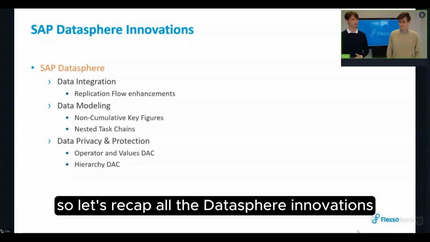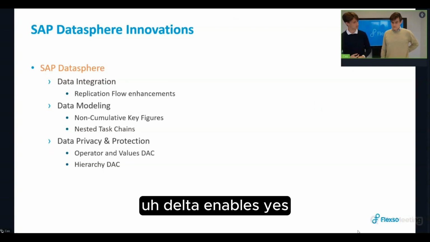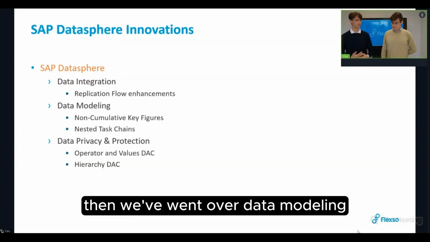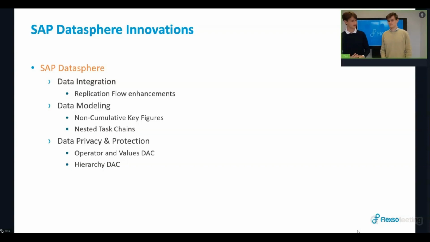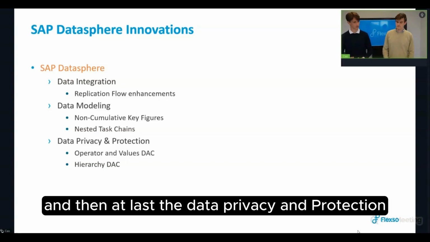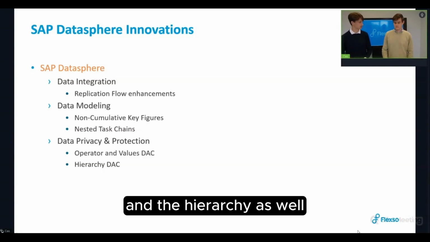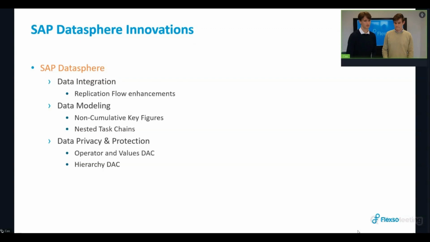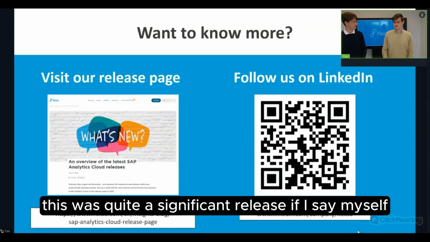So let's recap all the Datasphere innovations. We've seen the replication flow with the local table Delta enabled. Then we went over data modeling, the non-cumulative key figures, the nested task chains, and then lastly the data privacy and protection, where we've seen the operators and values and the hierarchy as well. That concludes our presentation. This was quite a significant release, if I say so myself.